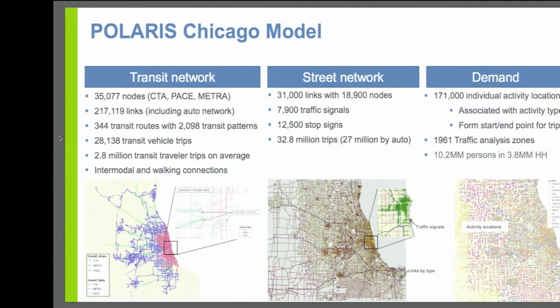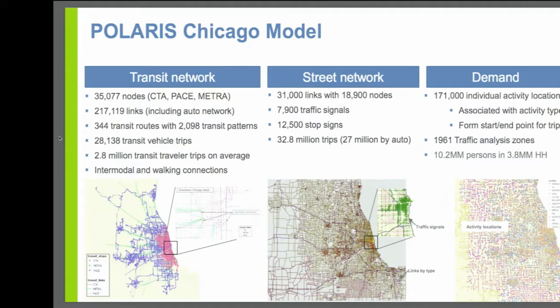So the Polaris Chicago model: Chicago is the test bed we generally run on. We have a number of other cities implemented, but Chicago is the one we spend most of the work on. So the current model consists of a transit network, a street network, and a set of land use characteristics.